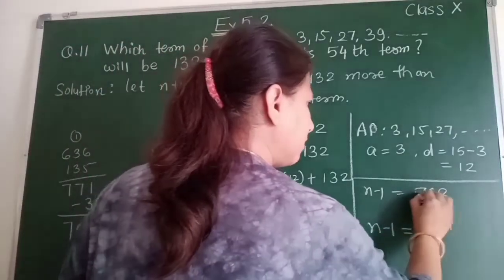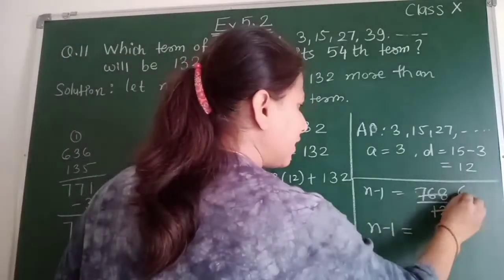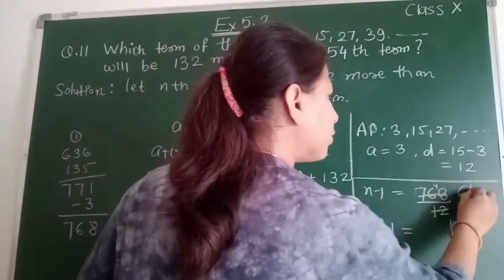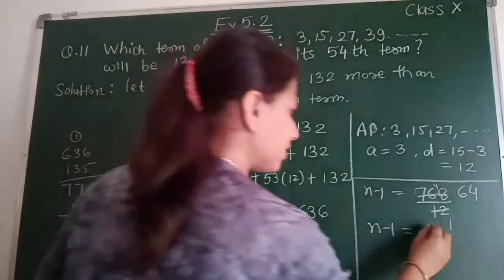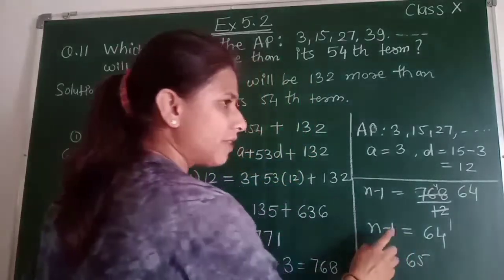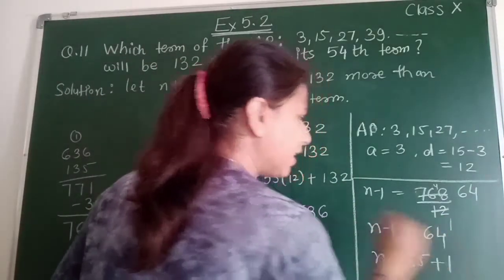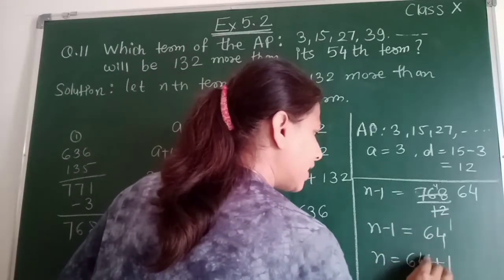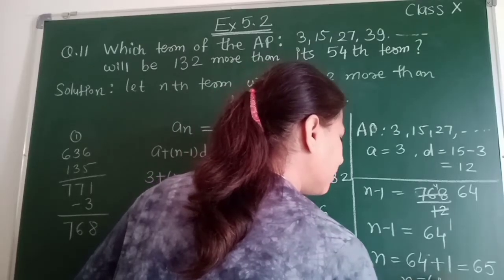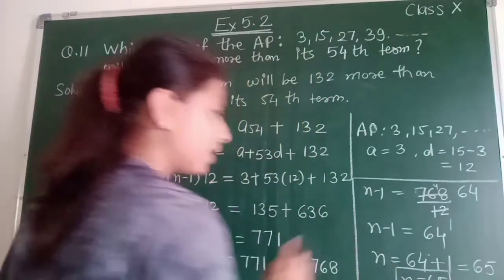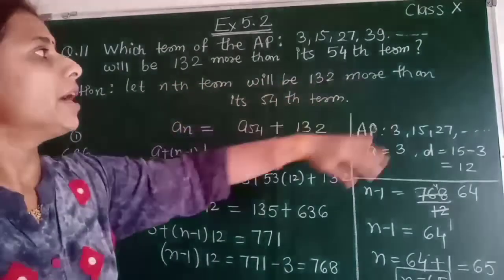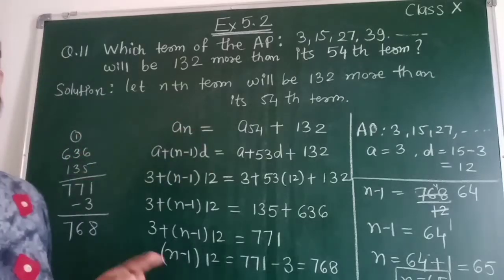12 ones are 12, 12 sixes are 72, 4 will remain, and 12 fours are 48, 64. Then n minus 1 equals 64. This minus 1 will shift to the right hand side. We will get plus 1, and 64 plus 1, we will get 65. So the value of n will be 65. So which term? The 65th term will be 132 more than its 54th term.